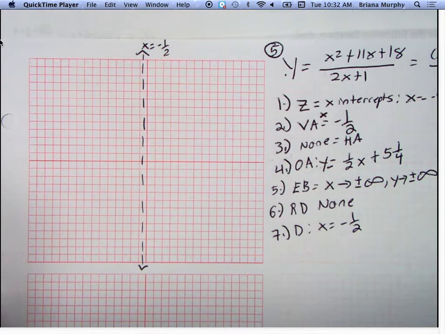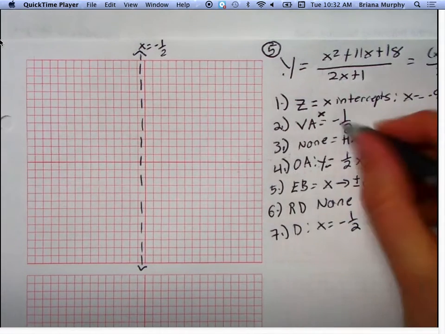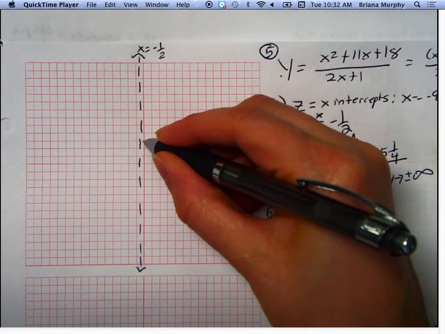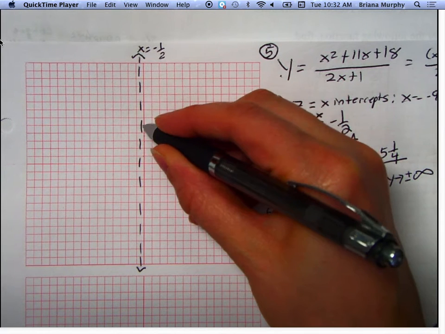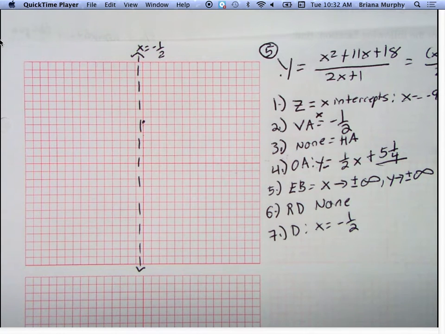Do I have any others? My oblique is y equals 1/2 x plus 5 1/4. We are going to have to graph a line like y equals mx plus b. So I'm going to start at 5 1/4. I'm going to count up on my y-axis because this is my y-intercept. 1, 2, 3, 4, 5, and just a little bit above. Am I okay so far?